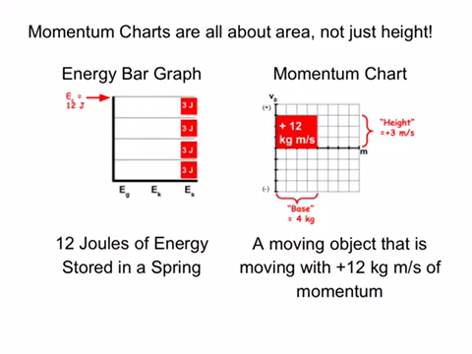Now we also have a similar way of tracking momentum before and after collisions. Here we see an energy bar graph on the left that has 12 units of energy stored in a spring as ES.